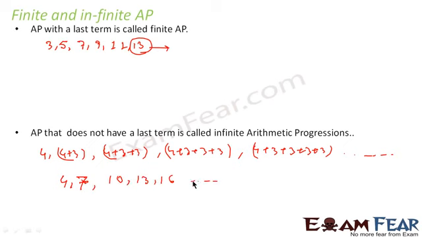So if you see in this AP, there is no last term, because it is an infinite AP. Correct? So APs are of two types, finite AP and infinite AP. An AP which has a last term is called a finite AP. An AP which doesn't have a last term is called an infinite AP.